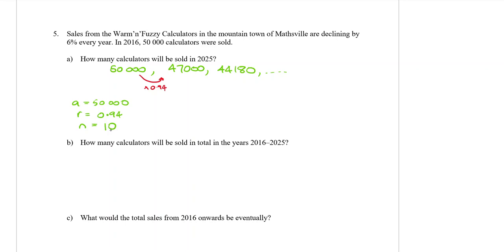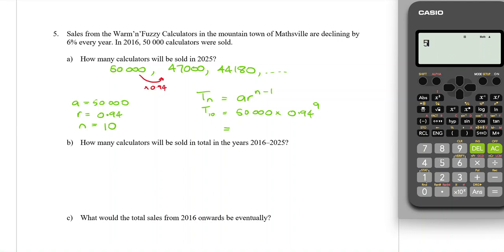Okay, all right, so we are trying to find the term. What type of series is this? Geometric. So this is going to be AR to the n minus 1. Subbing in term 10 is going to be 50,000 times 0.94 to the power of 9. I'm just taking the 1 straight off it. Okay? And type it in. You'll get a decimal. We get 50,000 times 0.94 to the power of 9.